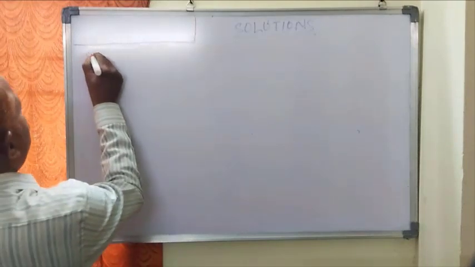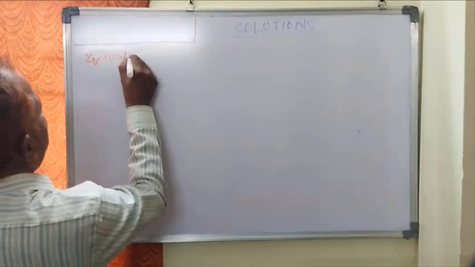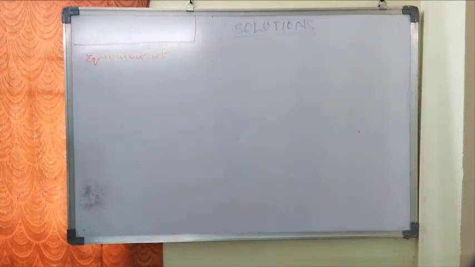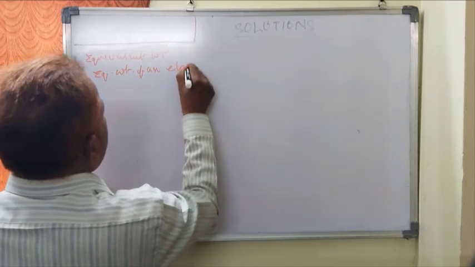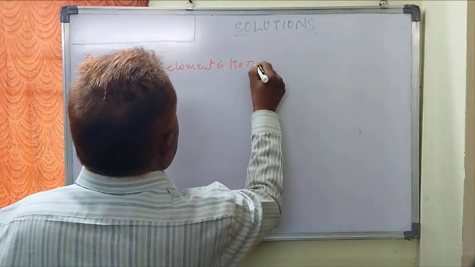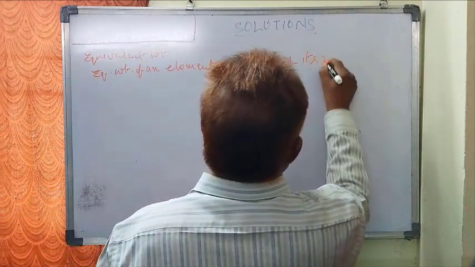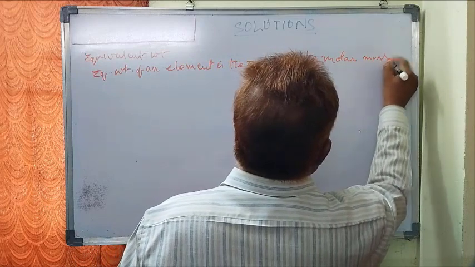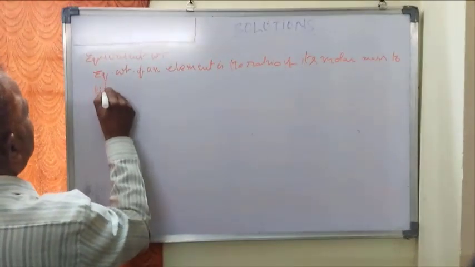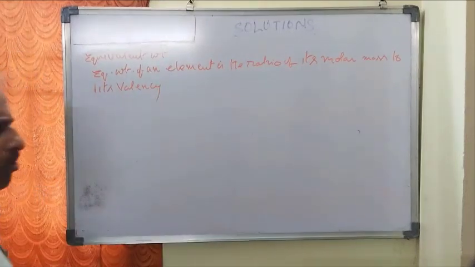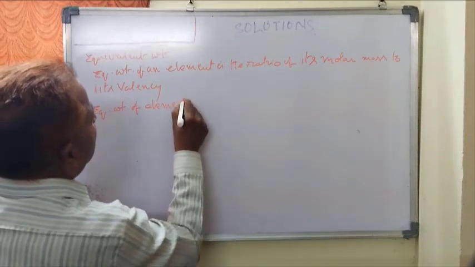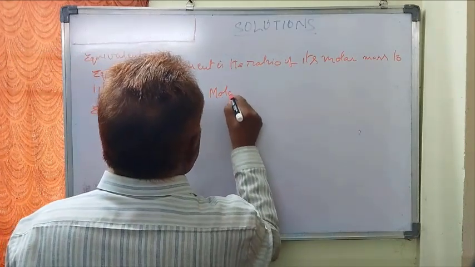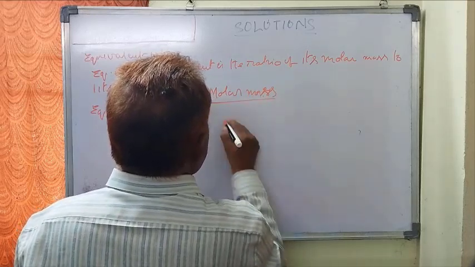Now, for discussing normality, we must know about the equivalent weight. First of all, equivalent weight or equivalent mass. The equivalent weight of an element is the ratio of its molar mass to its valency. So equivalent weight of an element is molar mass by valency.